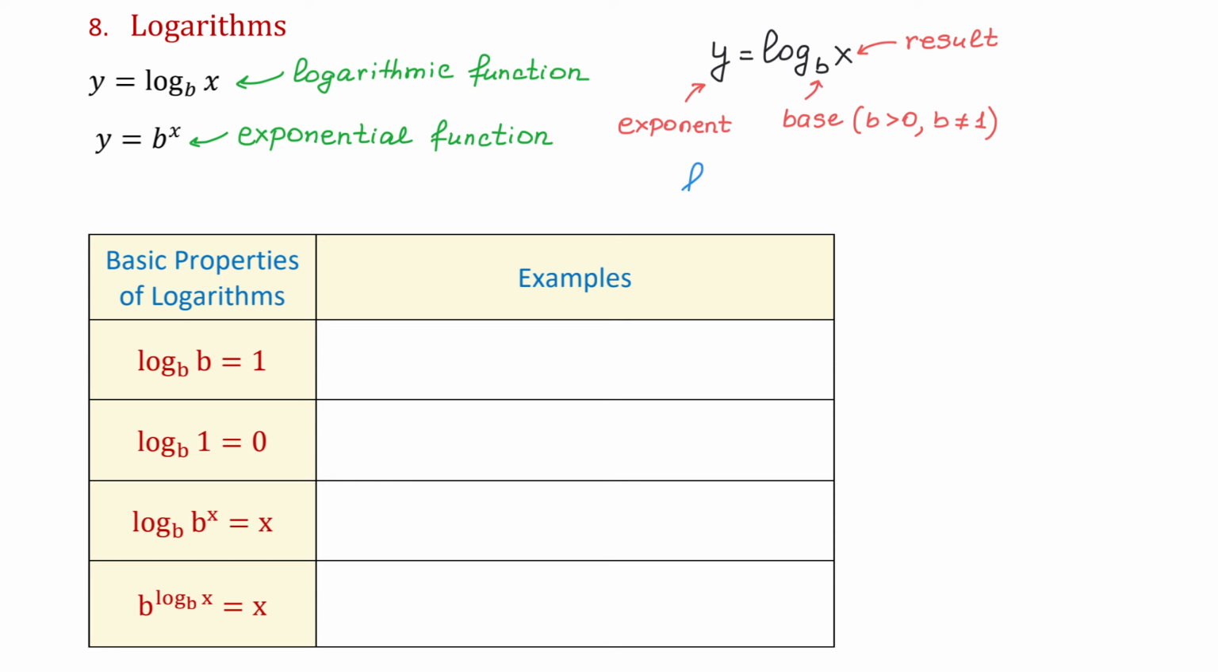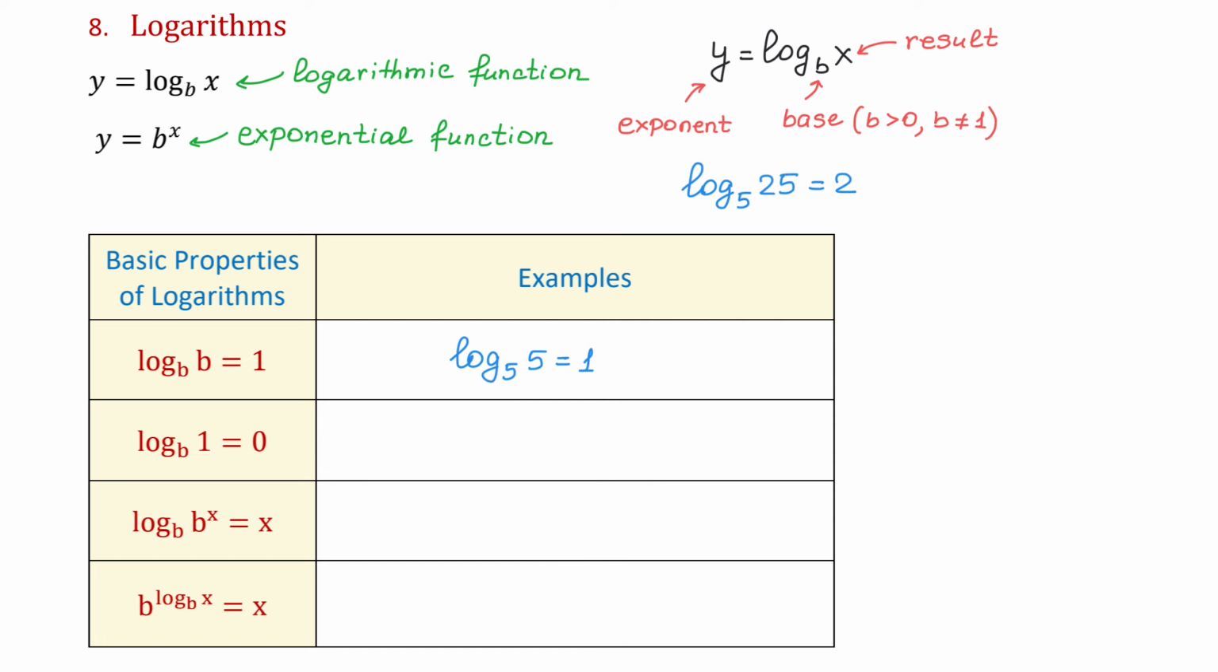For example, log base 5 of 25 equals 2. And this is because the base 5 raised to the second power equals 25. So 2 is the exponent and 25 is the result. Now below we have 4 basic properties of logarithms. The first one is log base b of b equals 1. For example, log base 5 of 5 equals 1 because 5 to the first power equals 5.